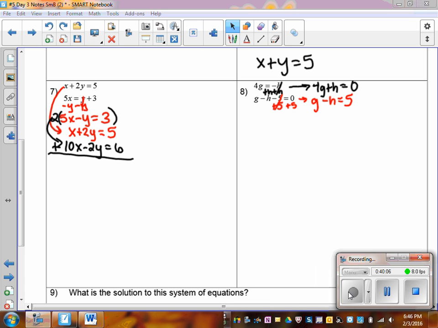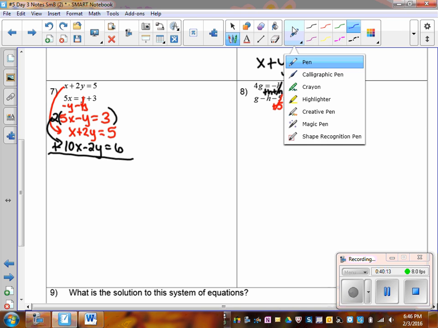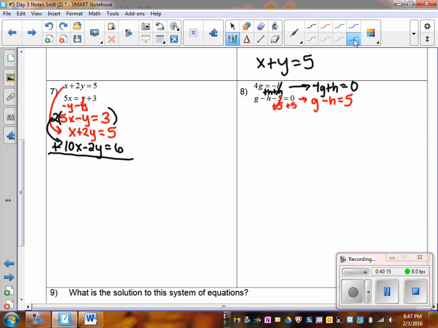Alright, so we set up problems 7 and 8, so let's go ahead and go through and finish number 7 here. So remember what we're trying to accomplish is that we have opposite coefficients. When I looked at my original equations for number 7, they were not even in the same column, so I had to move my y to the left so I could have my x's in the same column, my y's in the same column, and my constants in the same column.